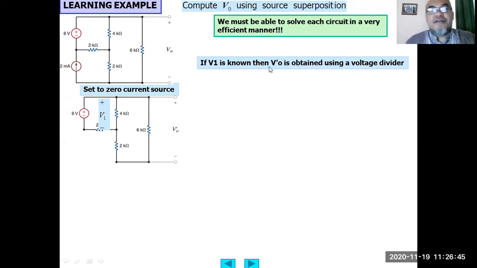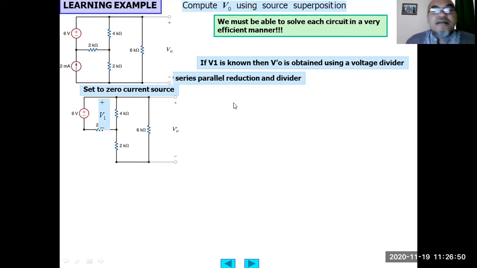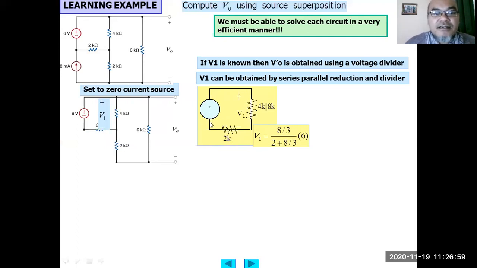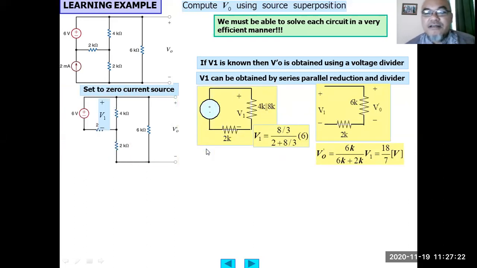If V1 is known, then V output dash is obtained using the voltage divider formula, this one. V1 can be obtained by series parallel reduction and divider. So here, this 2 kilo ohm is in series with the 6 kilo ohm, becomes 8 kilo ohm. Then the 4 kilo ohm is in parallel with that 8 kilo ohm, becomes V1, so it is this value divided by this value plus 2K, multiplied by 6. So we obtain the value at the V output.